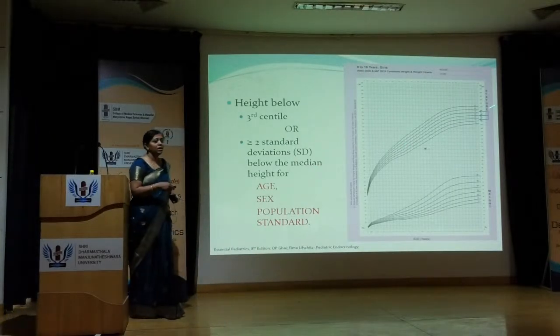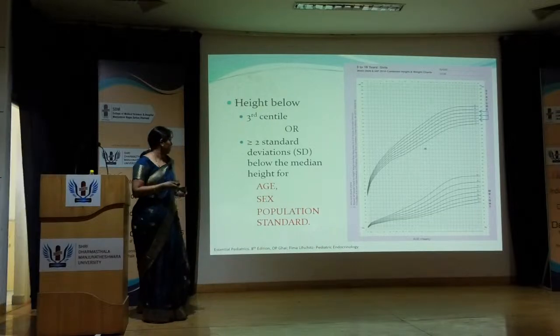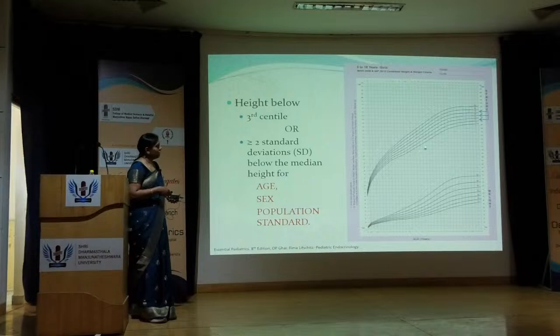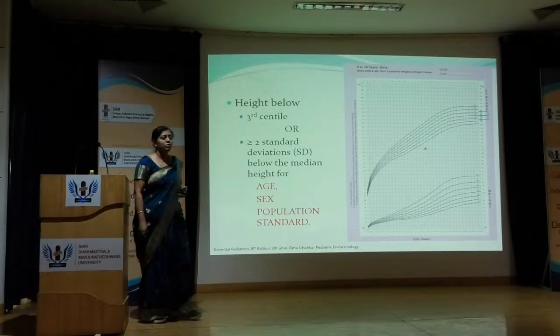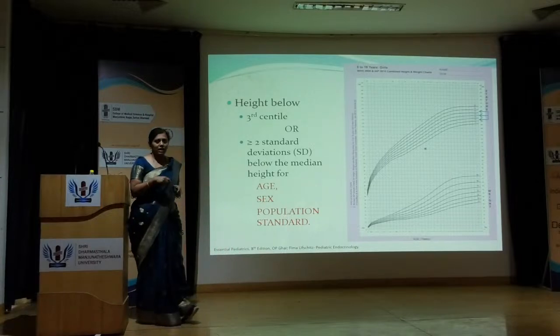See, this is a growth chart. All of you are aware of that. Am I audible? In the growth chart, the upper one is the height. The child's height is below here. The third centile corresponds to minus 2 SD roughly. So less than third centile.